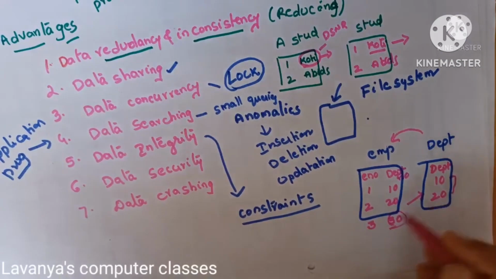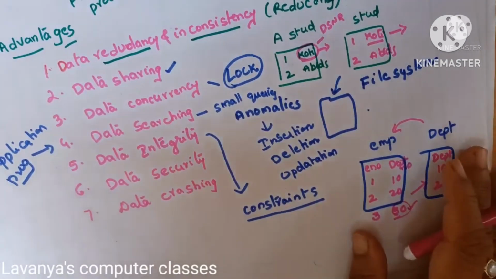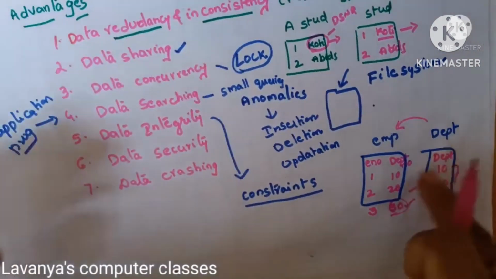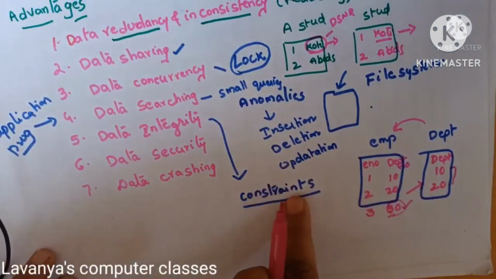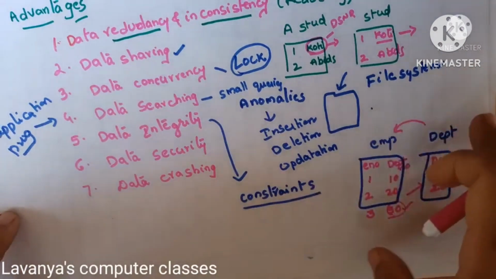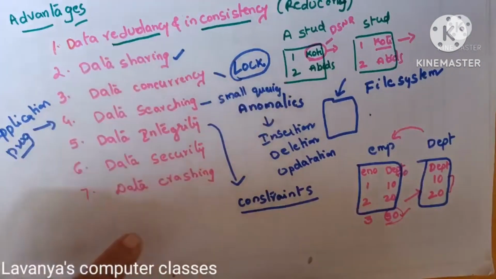If you maintain the database without checking anything like this, then we say the data is not in integrity format. So before entering, we have to check these conditions. These are called constraints. Using constraints, we can maintain the integrity of the data. That is also possible in DBMS.